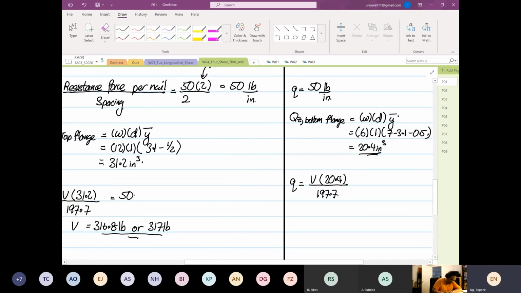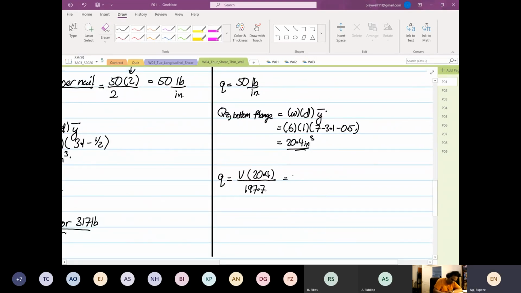And then finally, you have your Q due to the fastener, which is 50. We have calculated. So therefore, V will be equal to 50 times 197.7 divided by 20.4. So this will be 484.6 pounds, or 485 pounds of force.